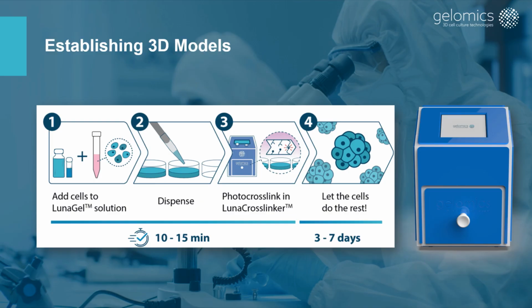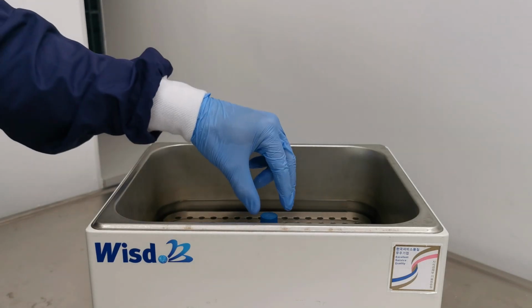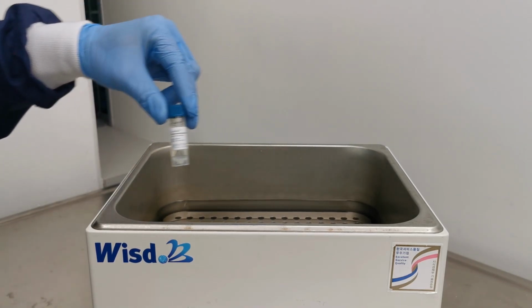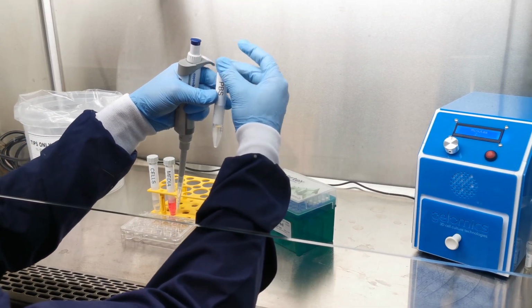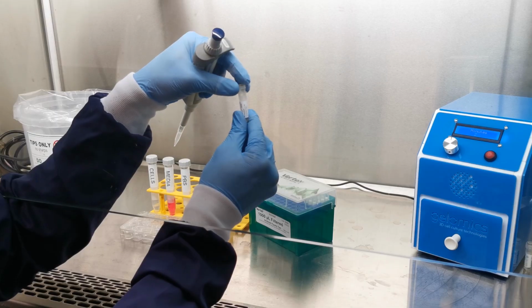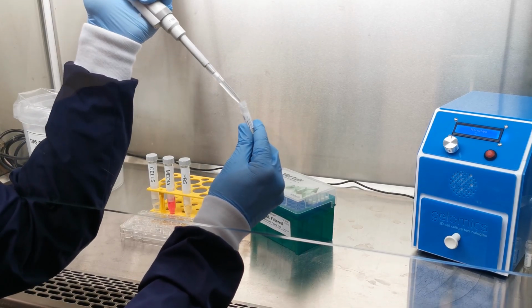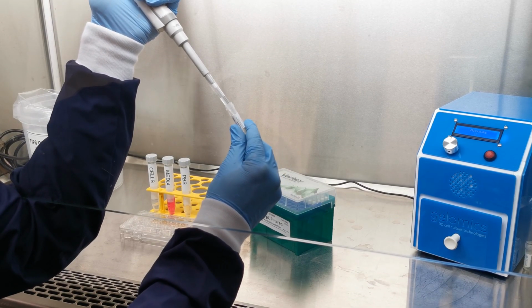Before we wrap up today's talk and answer questions from the audience, I wanted to briefly demonstrate how quickly and easily 3D models can be established using the LunaGel platform. First, the LunaGel ECM solution is brought to 37 degrees Celsius to ensure a homogeneous matrix environment for the cells. The photoinitiator, LAP, is then reconstituted in PBS. Cells are harvested, counted, and resuspended directly in the LunaGel solution, followed by the addition of our photoinitiator, LAP.